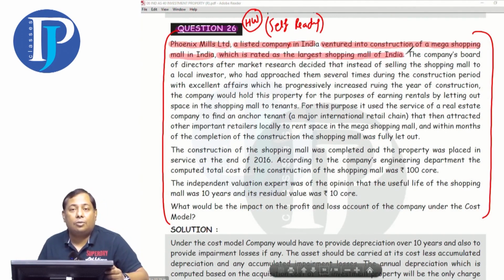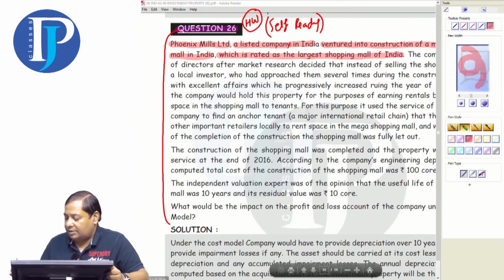What do we have to do with that? Make it big, small or largest? We are concerned whether you will rent it or sell it. If you sell it, Ind AS 2; if you lease it, then Ind AS 40. We are concerned with that.